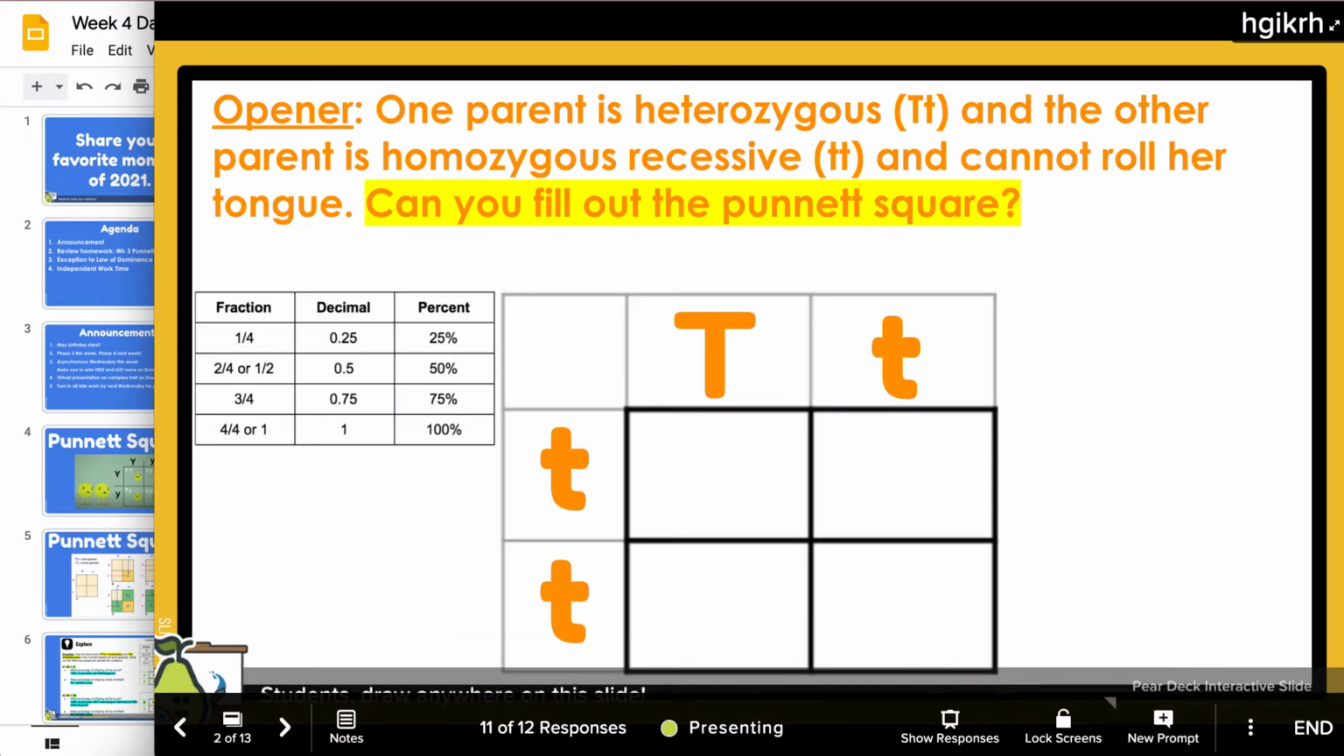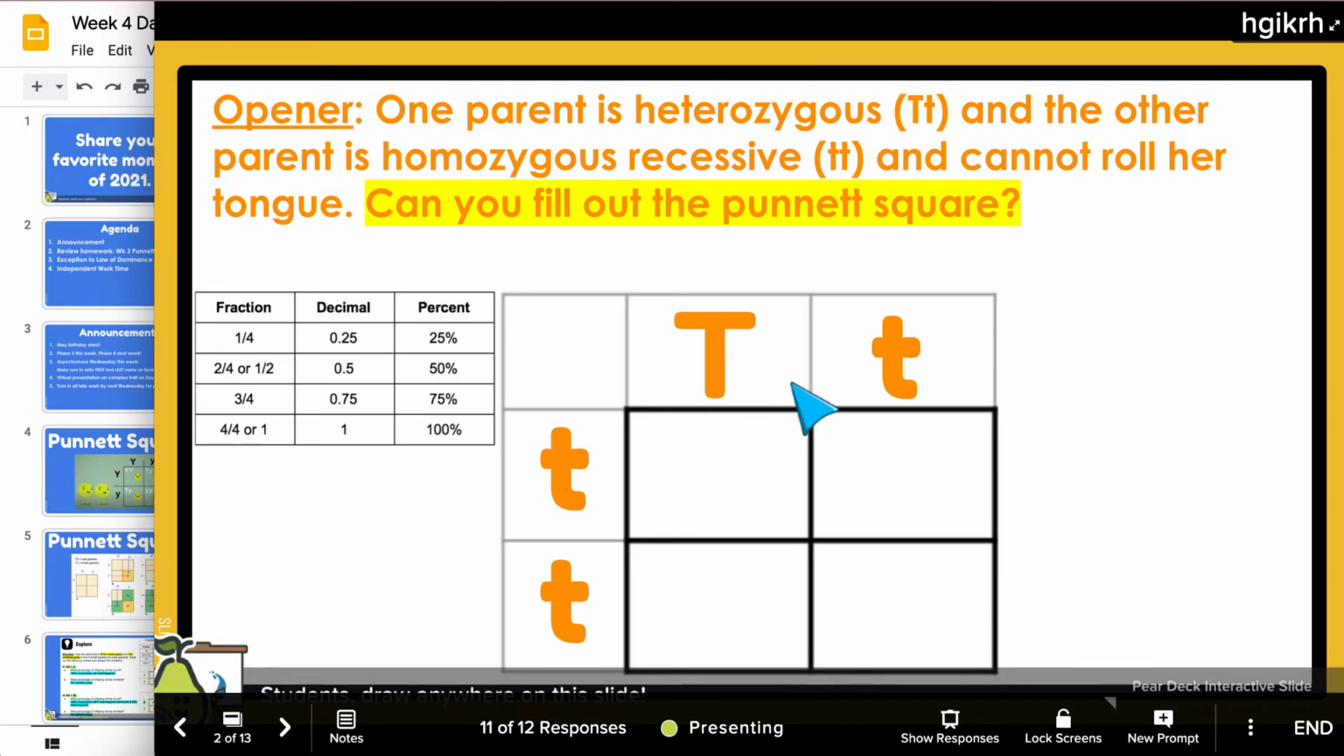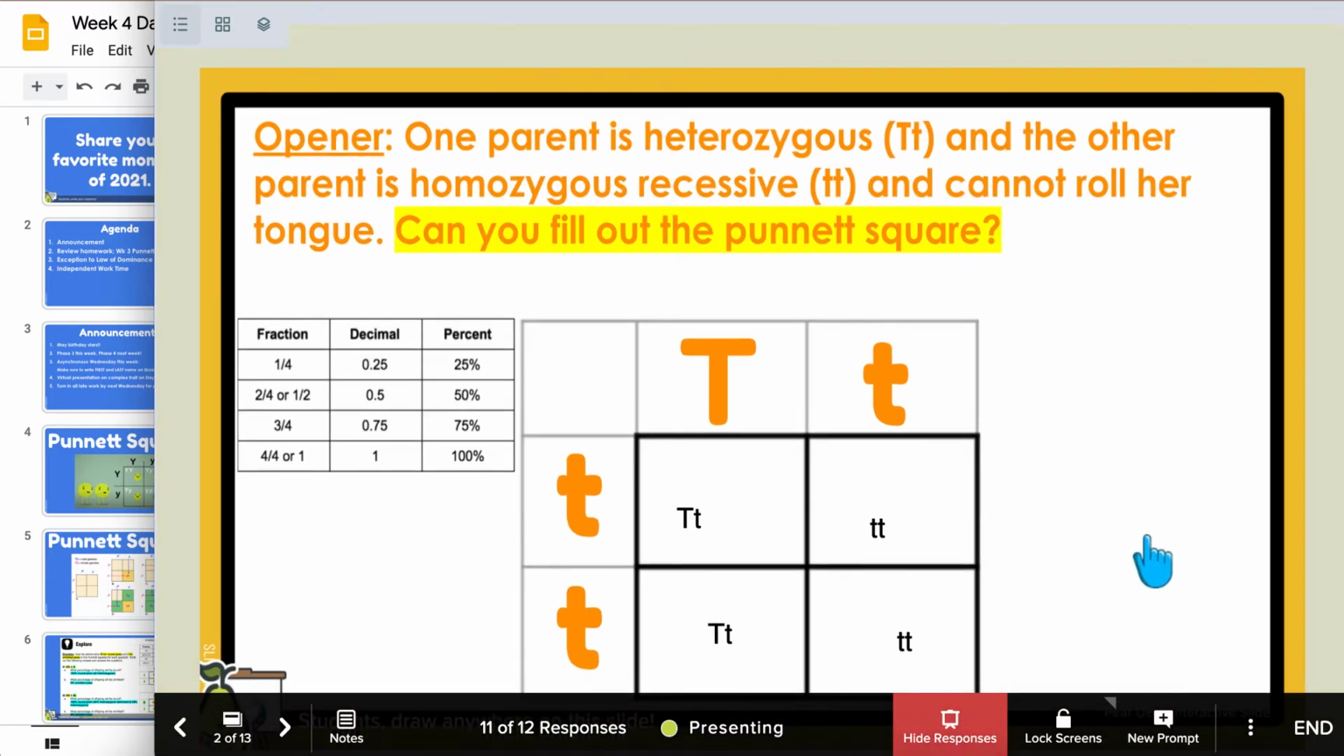Are you able to fill the Punnett Square? If one parent is heterozygous, right here, and the other parent is homozygous recessive and cannot roll their tongue, are you able to fill the Punnett Square based on this? Give it a try and take a look. Do you get something like this?